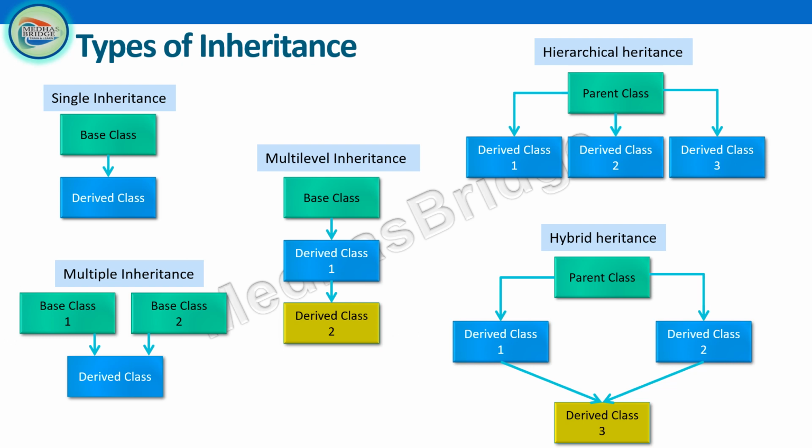Here is a consolidation of all types of inheritance at a single shot: single inheritance, multiple inheritance, multi-level inheritance, hierarchical inheritance, hybrid inheritance.